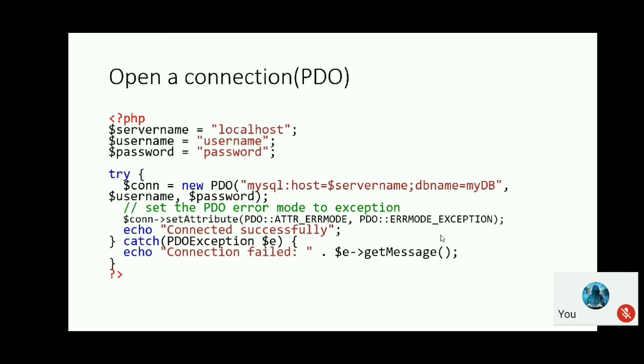And the next one is setAttribute. This is for the various error modes connected with PDO. It is not mandatory, but as good programming practice, you should use the setAttribute function over here. It will highlight if there is any error, and it will throw the error to the PHP server, whereas Apache will take care of the server handling.